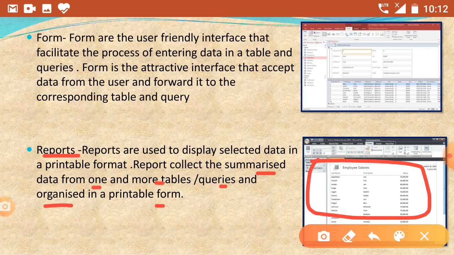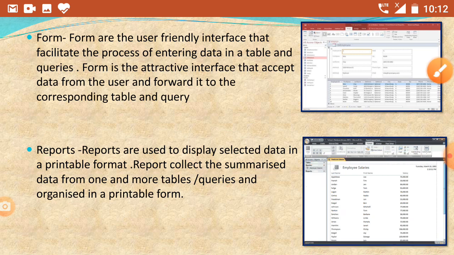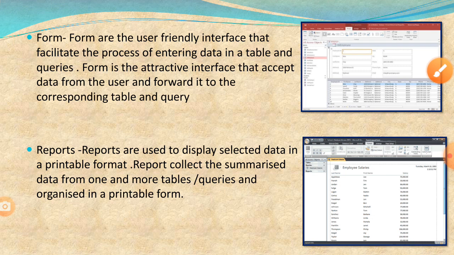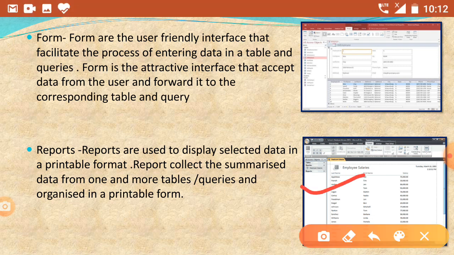Suppose that this is the data of some table, and you can see that in the report option it summarizes this table. So we can take a printout of this table. If we want to create a summary of a table, then we will use a report. If we want to see our data in printable format, then we use the report option. So a report is used to display our data in a summarized and printable manner. These are the things we have to read about the table.